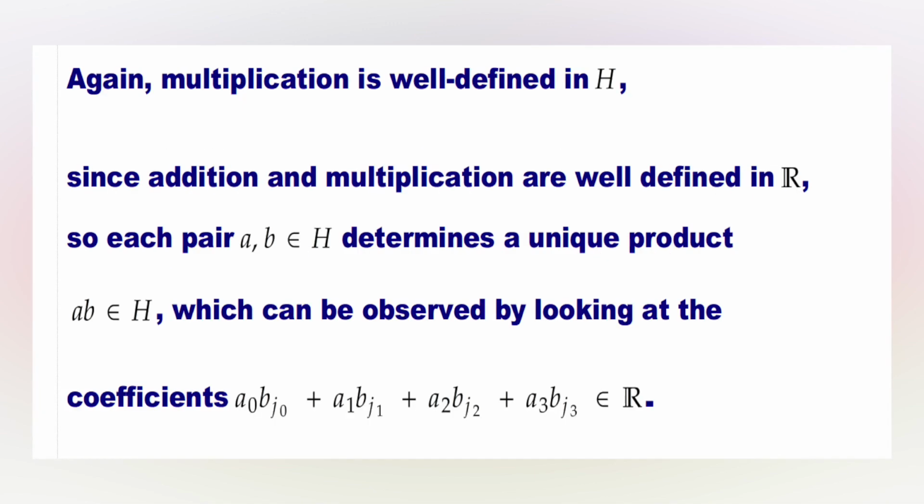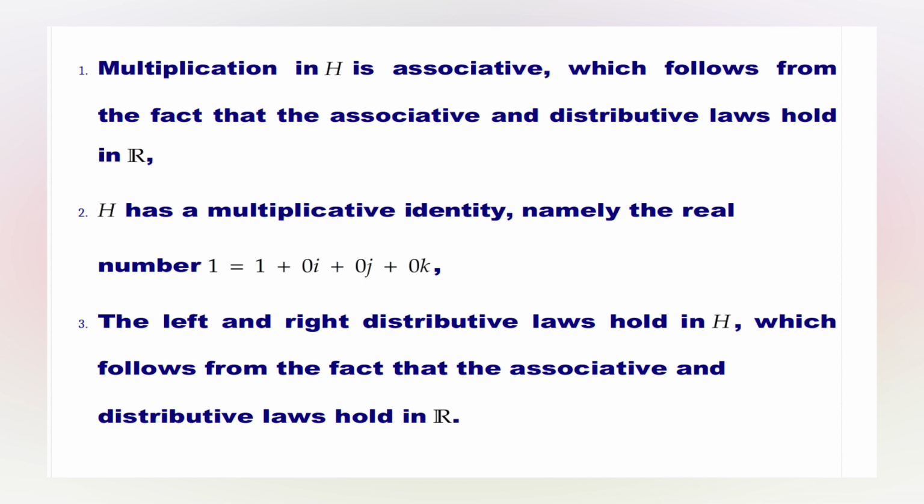Again, multiplication is well defined in H since addition and multiplication are well defined in R. So each pair a, b in H determines a unique product ab in H, which can be observed by looking at the coefficients a0b0 + a1b1 + a2b2 + a3b3 in R. It can also be shown that multiplication in H is associative, which follows from the fact that the associative and distributive laws hold in R.